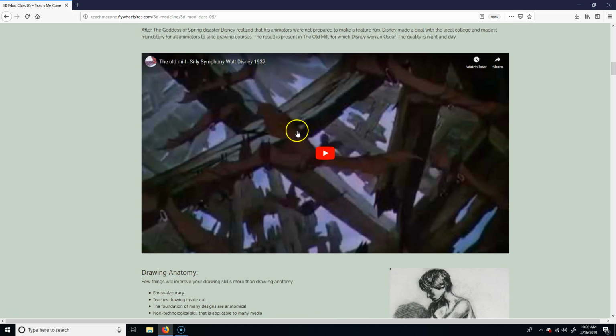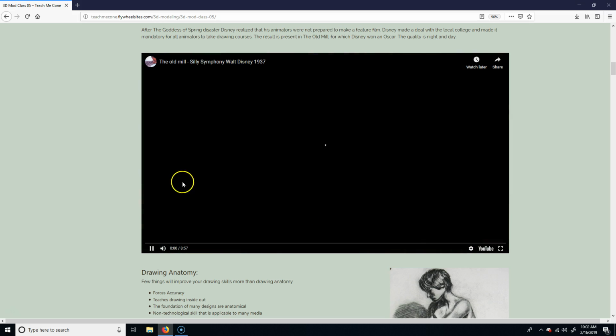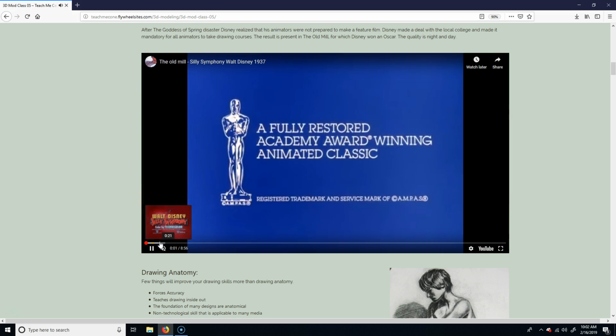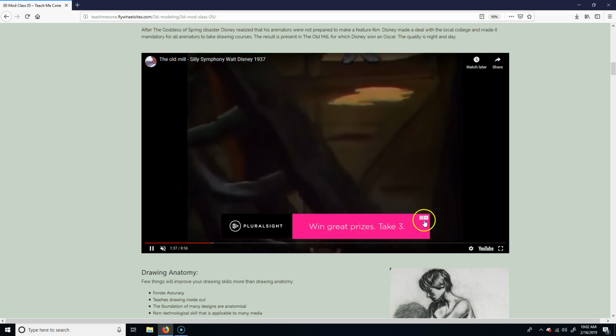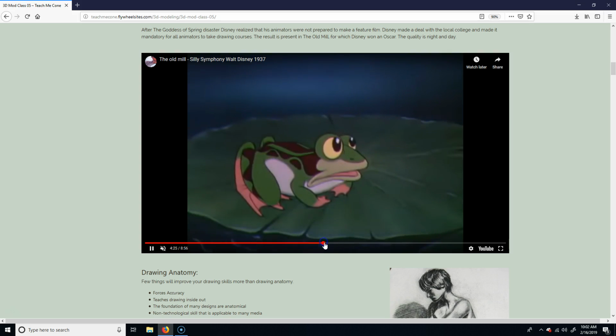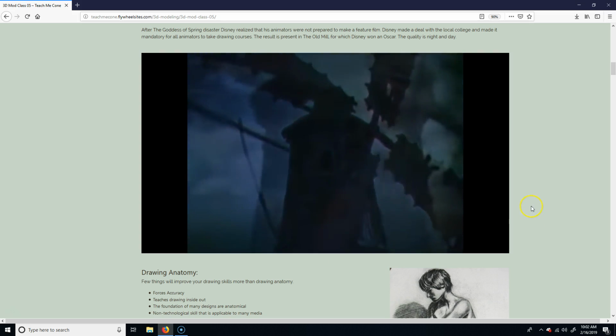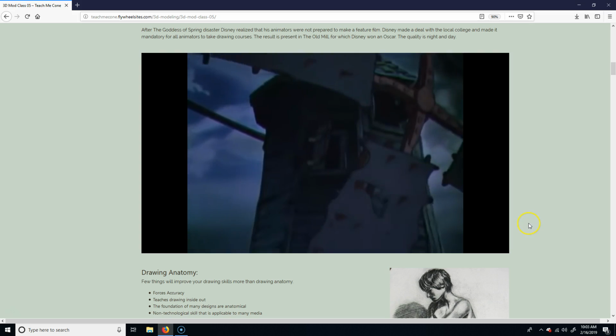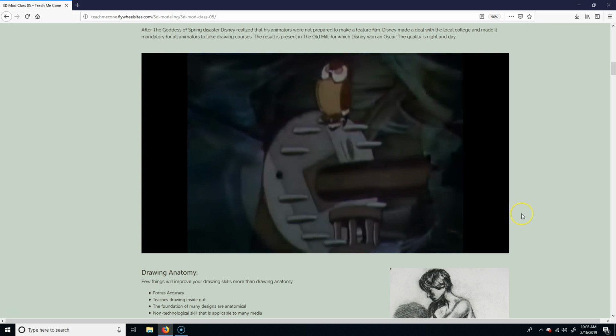They made this film after all those drawing lessons, called The Old Mill. And he actually won an Oscar for Best Short Film. I'll just try to show a small clip of it. Let's get this going here. But it's gorgeous. The whole film is very beautiful. It holds up to today.